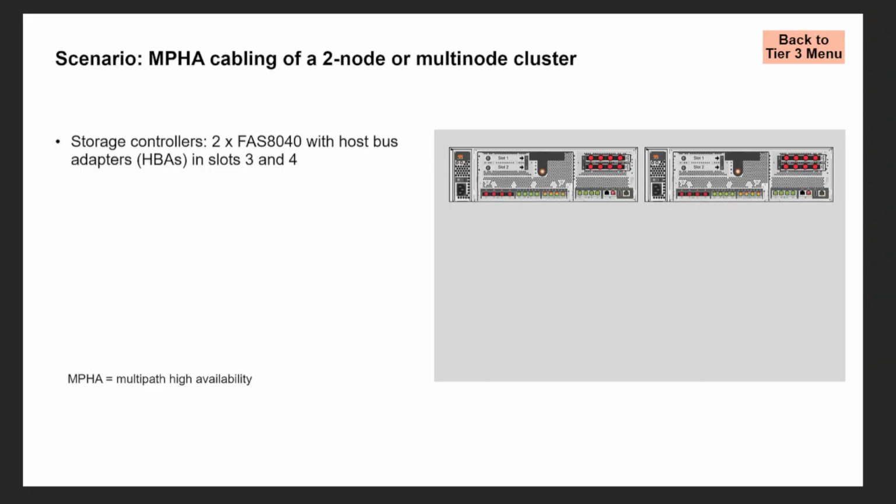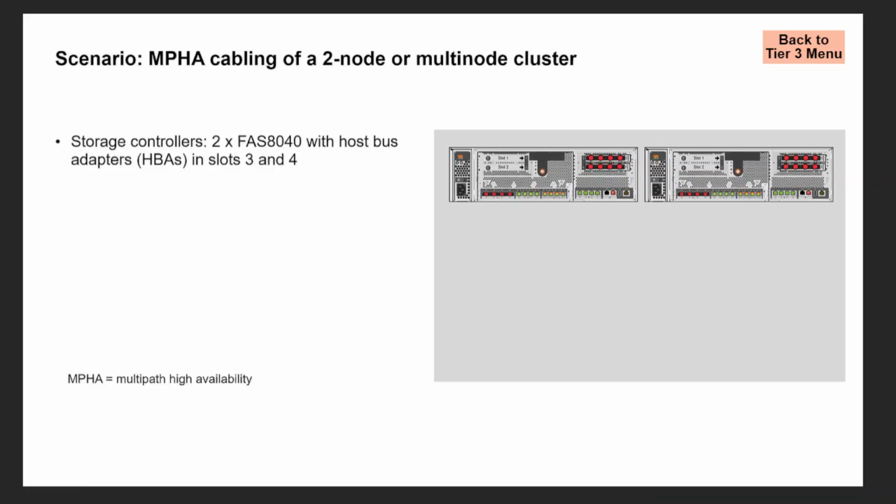High availability, or HA, pairs form the foundation of two-node and multi-node clusters. In this scenario, an HA pair is cabled to create a two-node cluster. Follow the same process when cabling additional HA pairs to create a multi-node cluster.